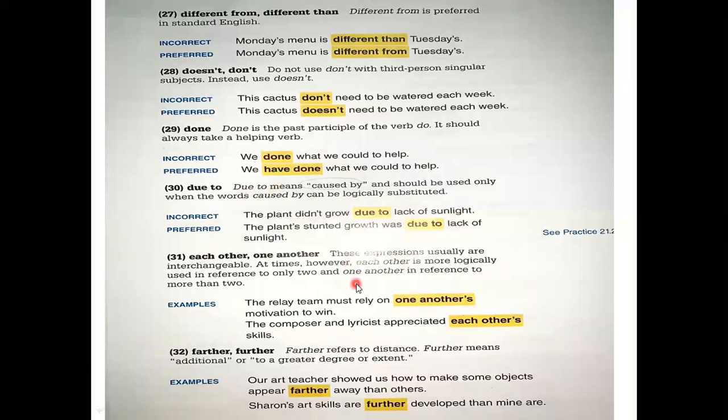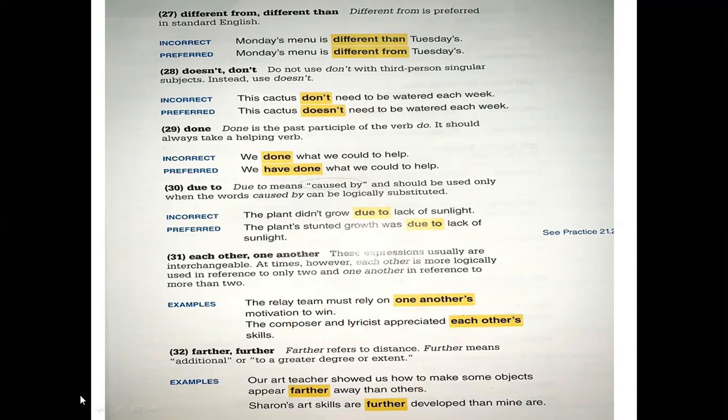Yes, yes. Okay. These expressions, each other or one another, usually are interchangeable. At times, however, each other is more logically used in reference to only two, or one another in reference to more than two. So each other if we refer to two people, and one another if we refer to more than two. For example, the relay team must rely on one another's motivation to win. Since in a team we have more than two people, we use one another. But if we are talking about just two, like a couple or a pair, we use each other. For example, the composer and lyricist appreciated each other's skill. Because there are two, composer and lyricist, we will not use one another, we'll use each other.